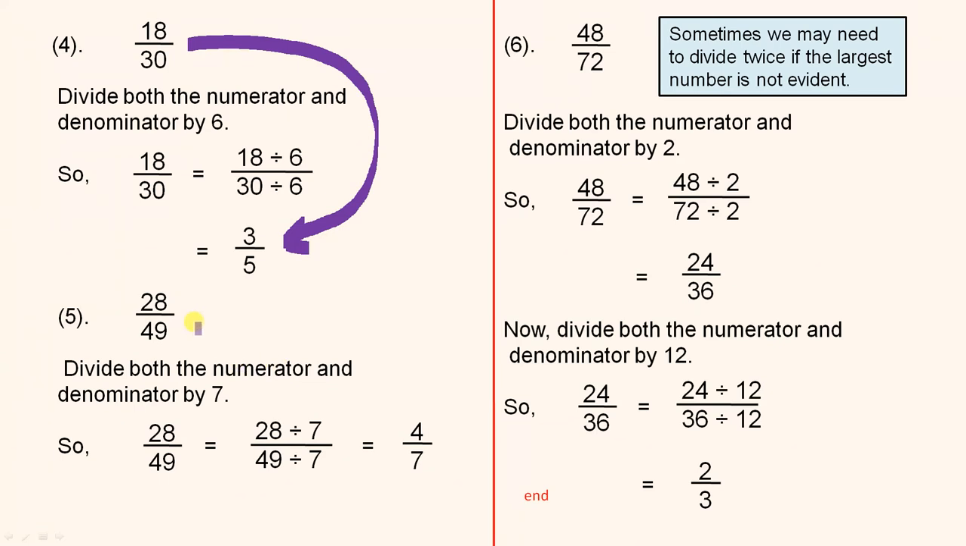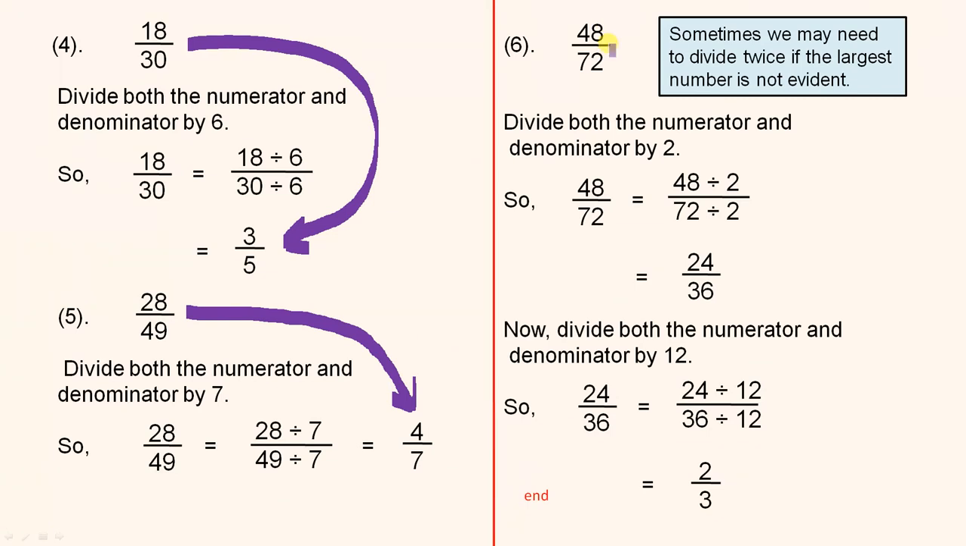28 over 49. Divide both the numerator and denominator by 7. If we know our 7 times tables, that's very easy to see. 28 over 49 will be 28 divided by 7 over 49 divided by 7. And that gives us 4 over 7. There's the original fraction, and there's the simplest form.